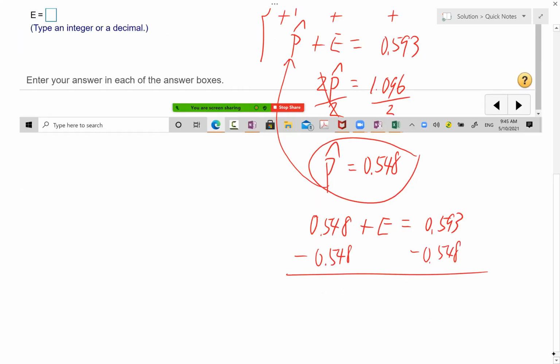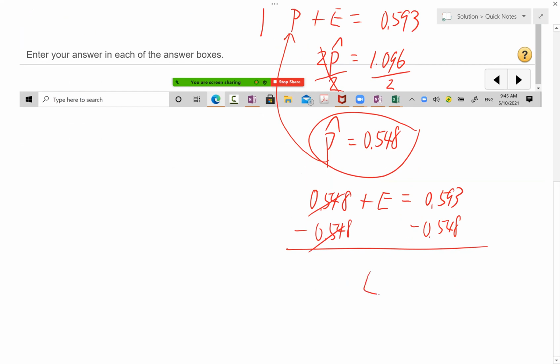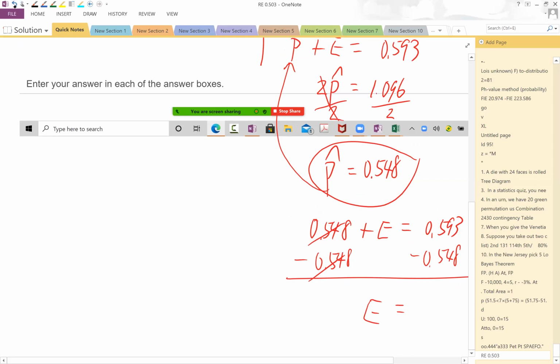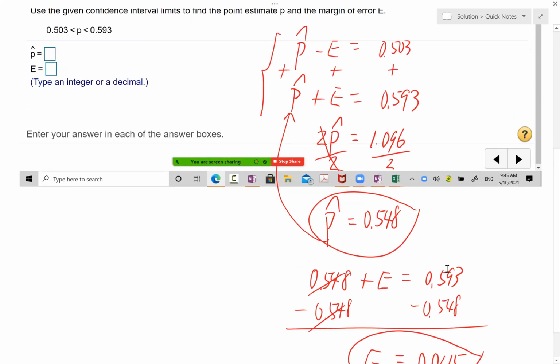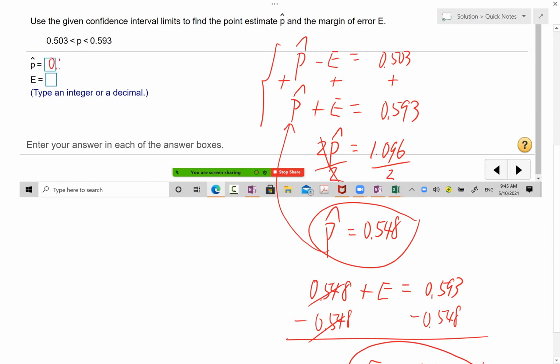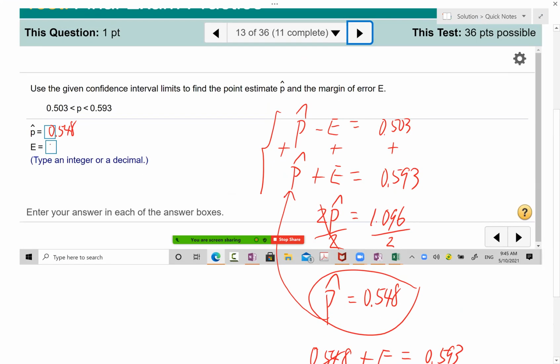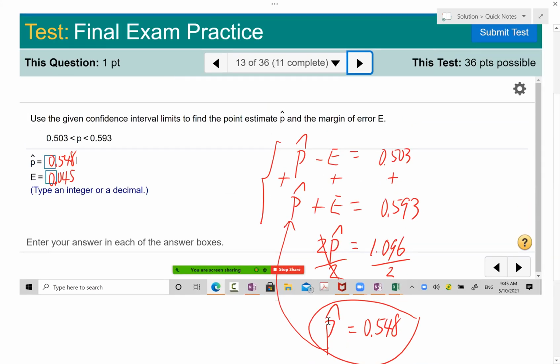So the difference is the margin error. So margin error equal to negative, no, positive. It has to be positive, right? Due to using the formula, both results must be positive. 0.045. We good? And you can just put both numbers here, right? 0.548 and then 0.045. Okay, so this is question 13.